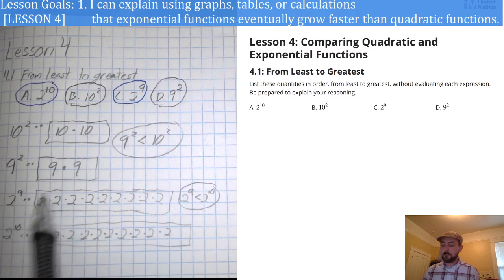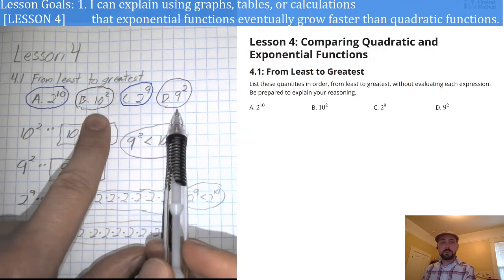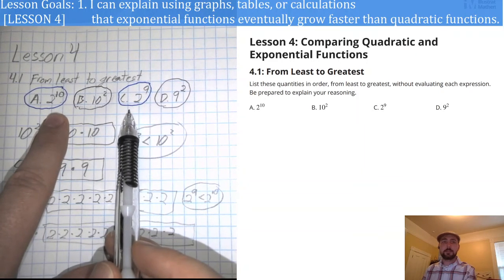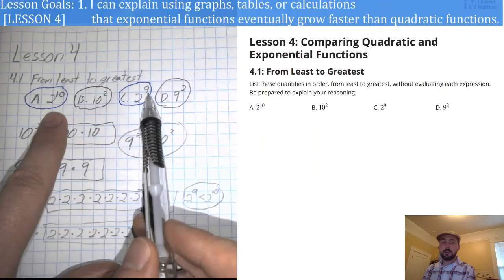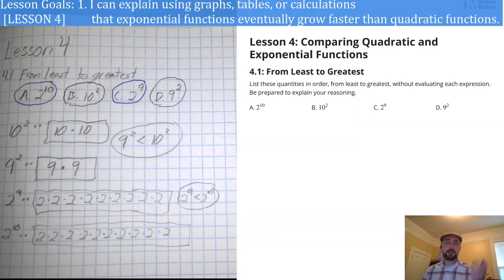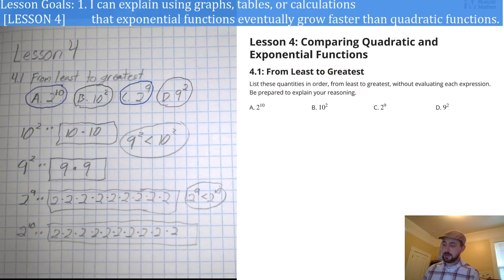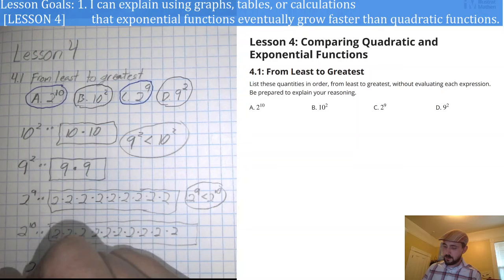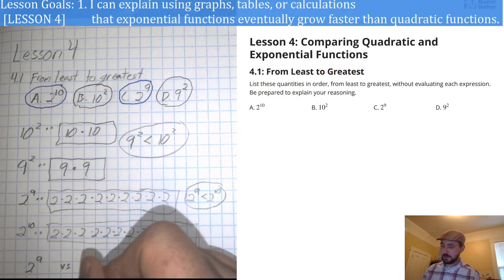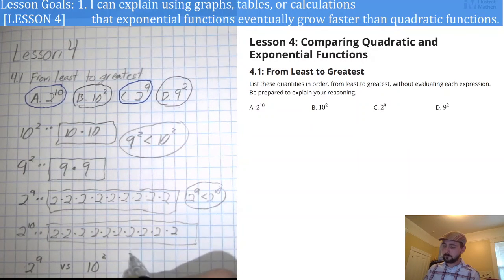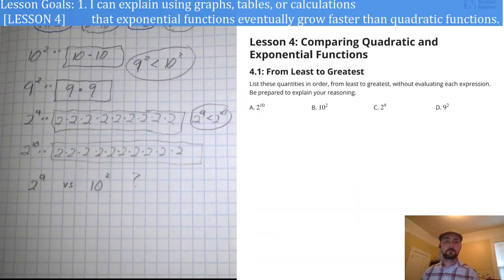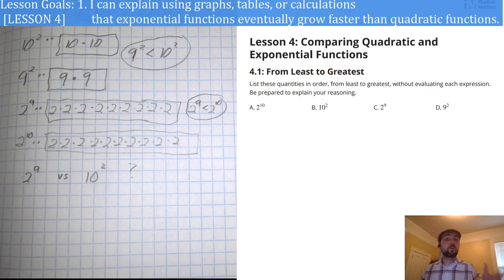So we can do these kind of two pairs, right? 10 squared versus 9 squared. We figured that out. 2 to the 10th power versus 2 to the 9th power. We figured that one out. But now what about comparing between pairs? Like, how do I compare something like 2 to the 9th power versus something like 10 squared without plugging everything in? Well, there's more than one way to do this.